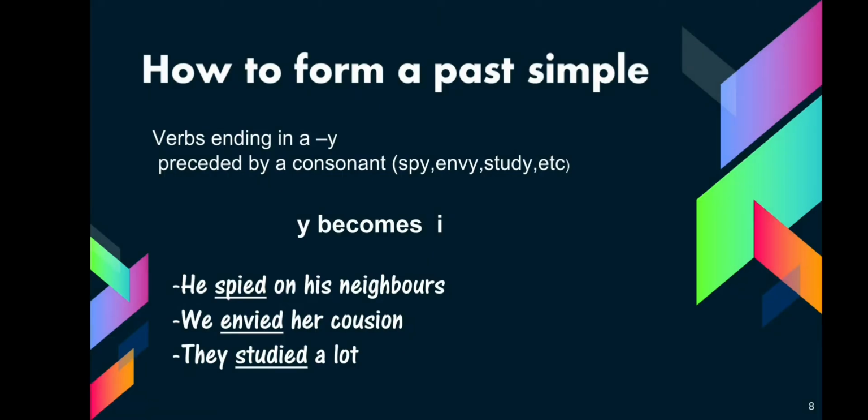We also need to pay extra attention to verbs that end in a y, especially those preceded by a consonant, such as spy, envy, and study. The consonants being a p, a v, and a d. Here the y becomes i. He spied on his neighbors. We envied your cousin. They studied a lot.